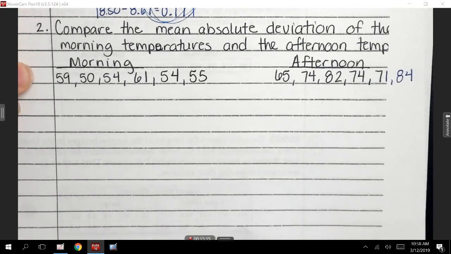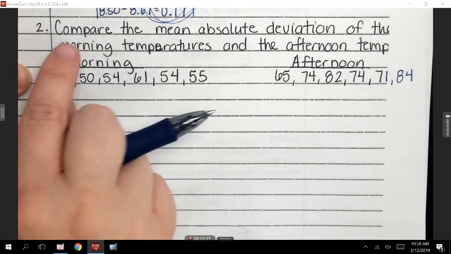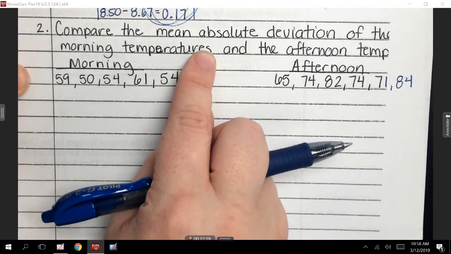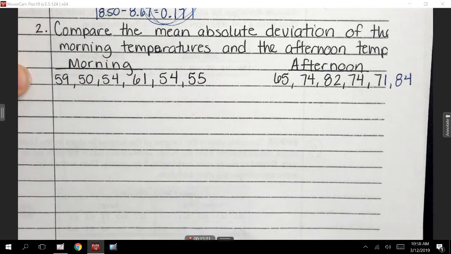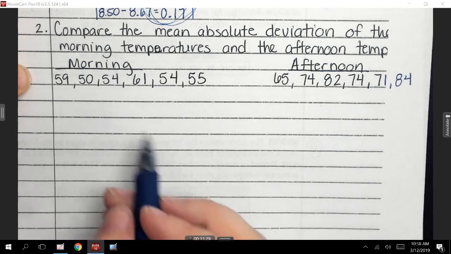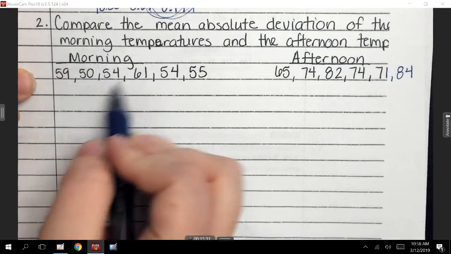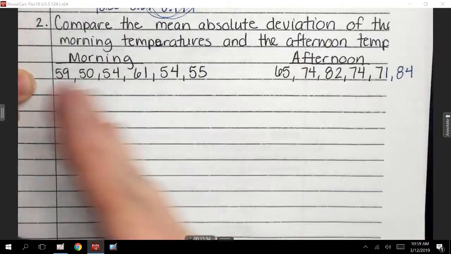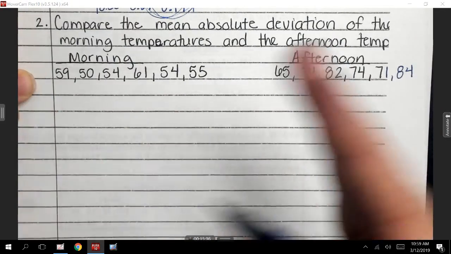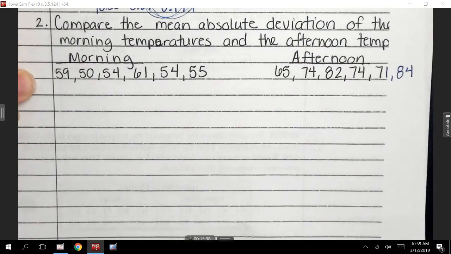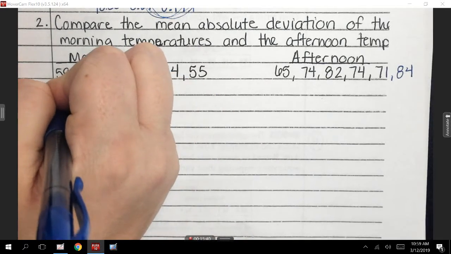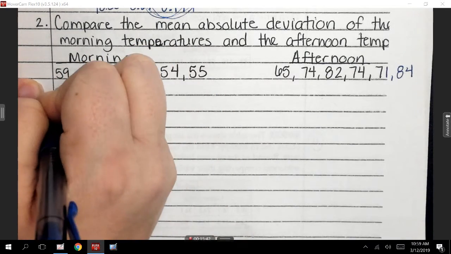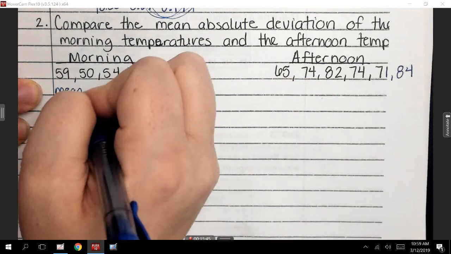All right, number 2. Number 2 says to compare the mean absolute deviation. Guys, we are just going to focus on finding the mean absolute deviation. My advanced classes, they have to compare. I want us to just focus on finding it. Does that make sense? So we're going to find my mean absolute deviation for the morning, and we're going to find it for the afternoon. Remember, if you have 2 different lists, you have to do 2 different problems. Are we okay with that? So let's set up mean. Just doing that chart again. Mean.